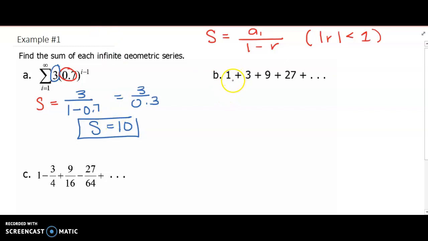All right, let's look here. Okay, let's first make sure this is geometric. So 1 to 3, we're multiplying by 3. 3 to 9, we're multiplying by 3. 9 to 27, we're multiplying by 3. So our r value is 3.